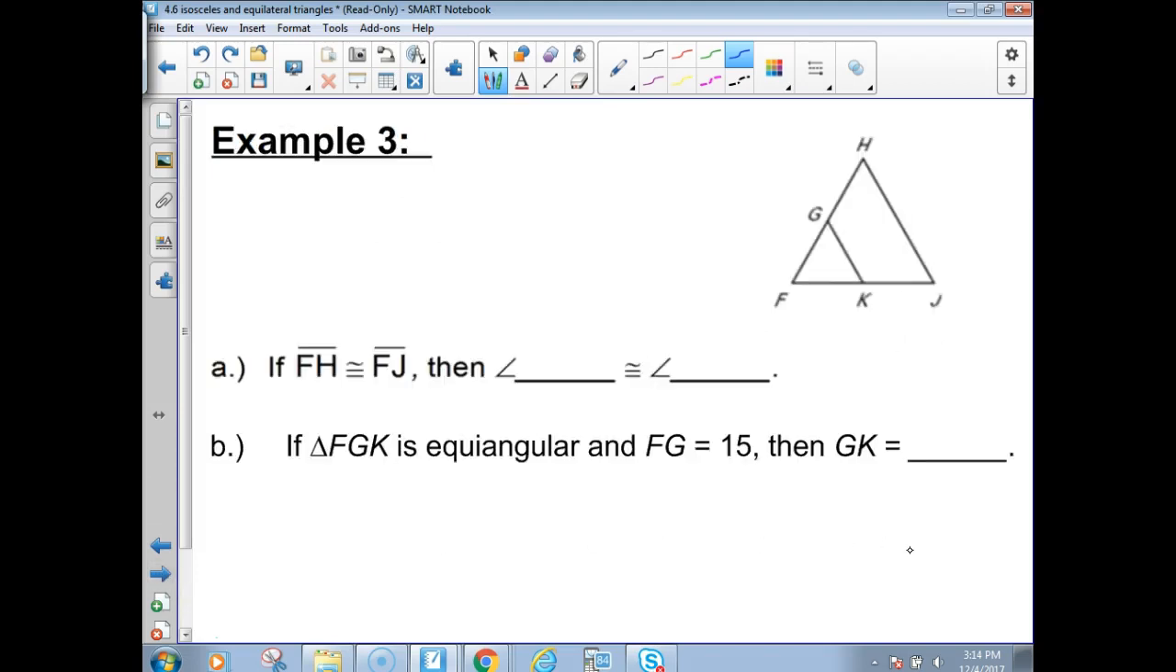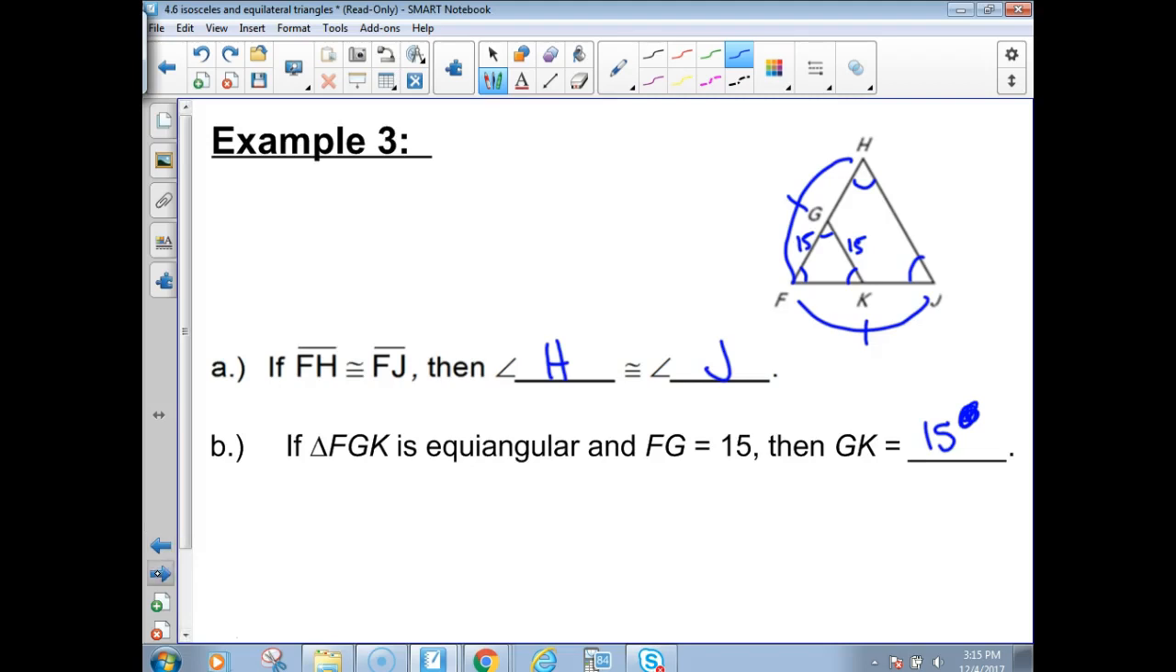Example 3. If FH is congruent to FJ, then angle H is congruent to angle J. If triangle FGK is equiangular and FG is 15, then GK would also be 15 because it would have to be equilateral as well. I should not have put degrees on there, just 15.